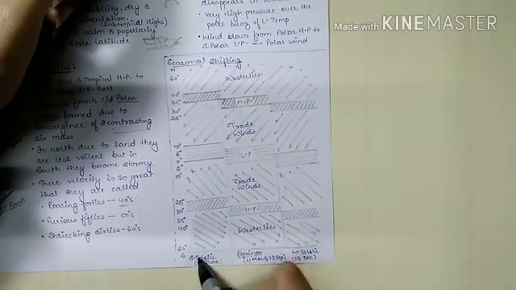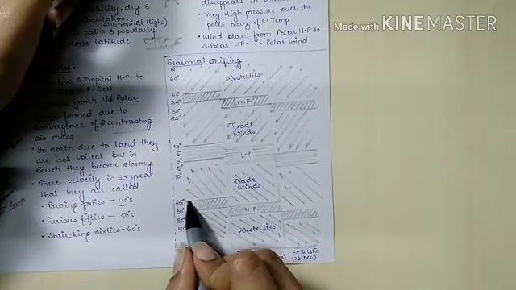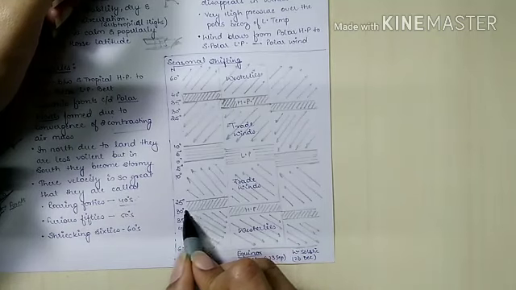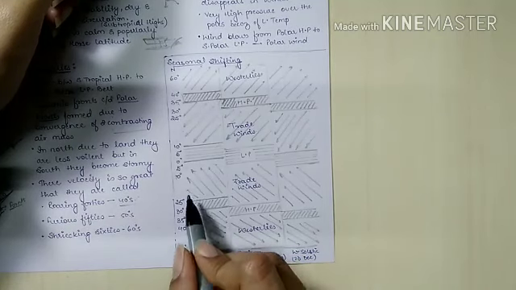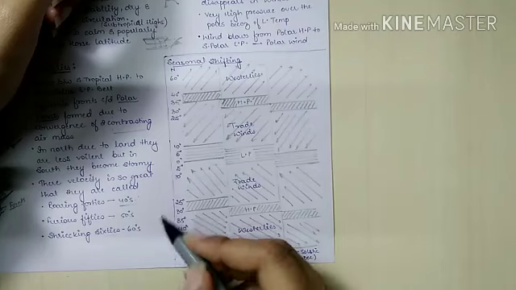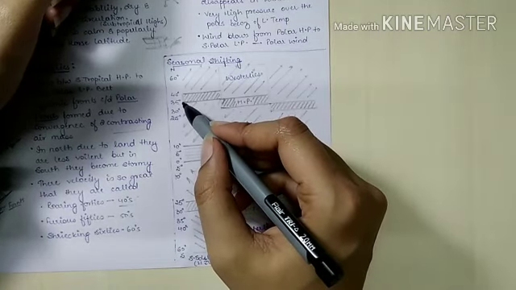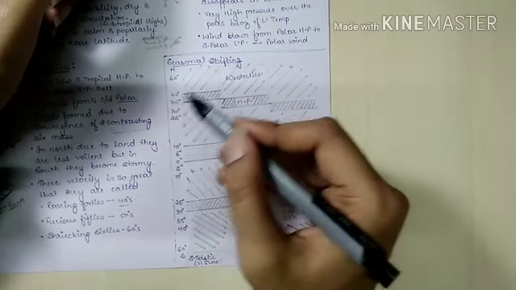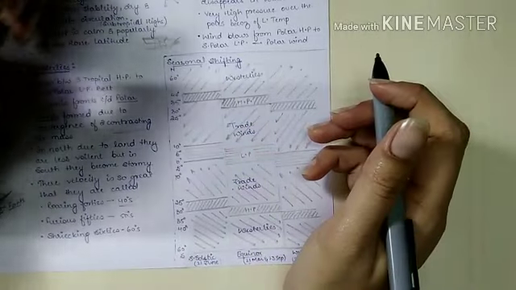And in summer solstice, the range will be, in the southern hemisphere, 30 degree to 25 degree south, while in the northern hemisphere it will be 35 degree to 40 degree north. Okay.